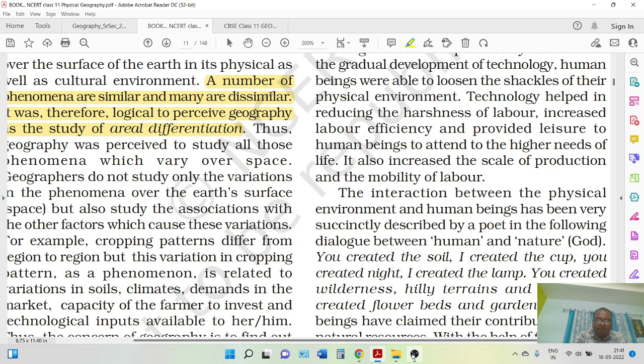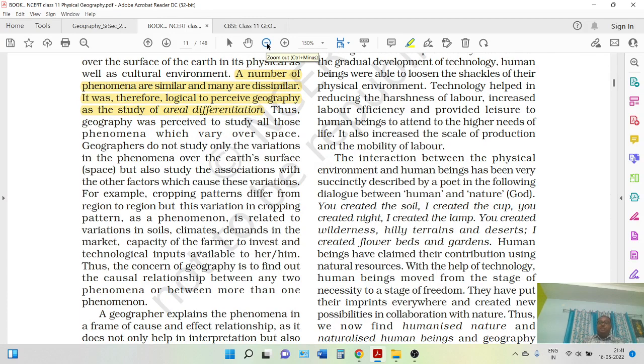After that, we have understood the concept of how geography differs from other subjects. Next, what is areal differentiation? We have understood the concept of areal differentiation in our class.